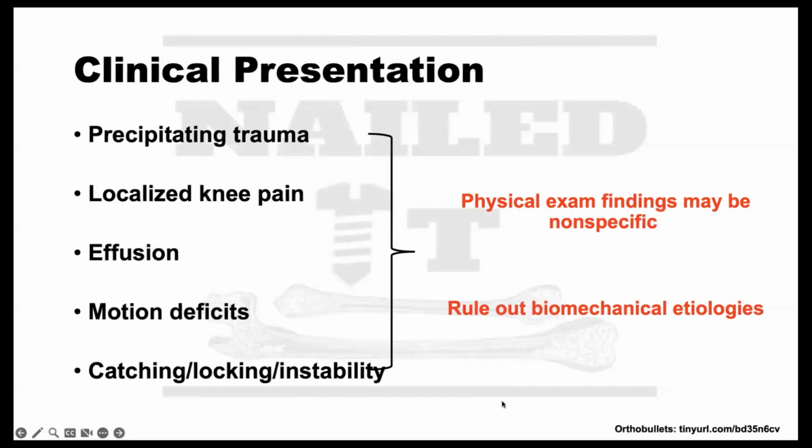For the clinical presentation, it's important to think about any precipitating trauma, any localized knee pain, presence of any effusion, motion deficits, and then catching, locking, and instability. It's important to note that these physical exam findings, while they're all important, may be non-specific. You also want to rule out any biomechanical etiologies, so make sure there's no malalignment. And then you want to make sure you have a complete exam looking at ligamentous stability as well.